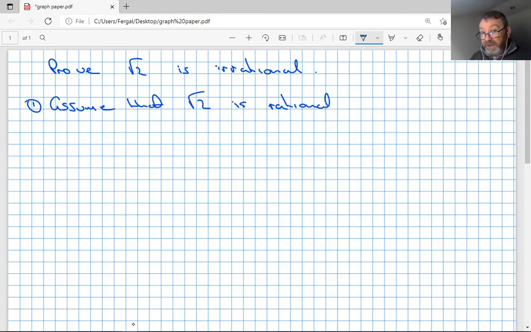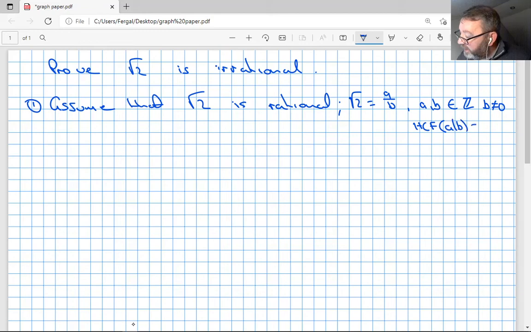Okay, now what does that mean? And again, it's very, very good to explain what you mean by root 2 being rational in terms of symbols, where root 2 is equal to a over b, all right? Both a and b are elements of the integers. b cannot be 0 because we can't have 0 as a denominator. And finally, we could say that the HCF of a and b is 1.